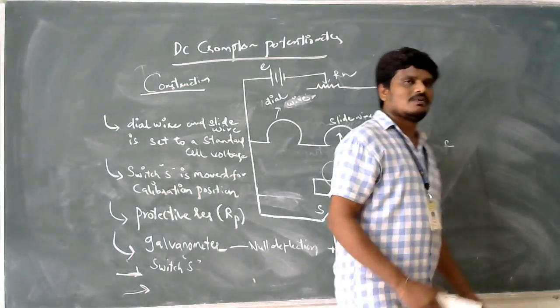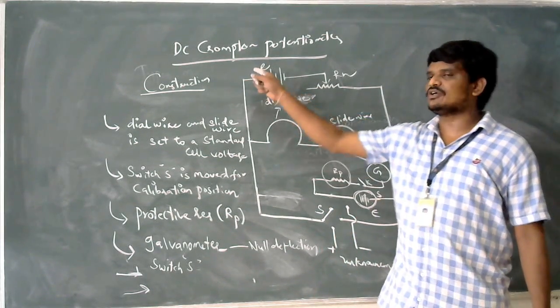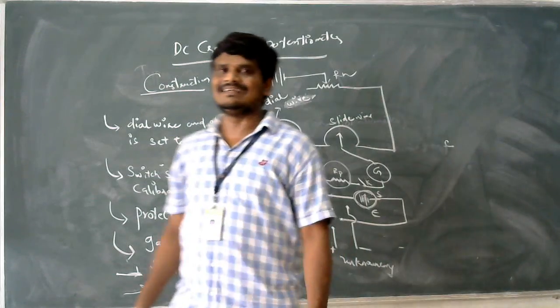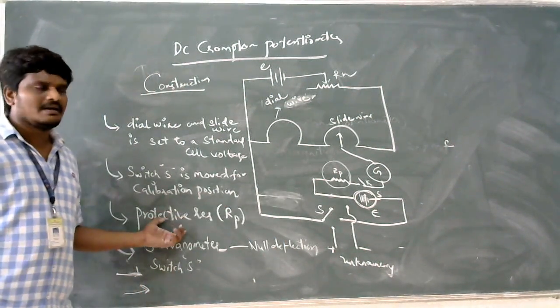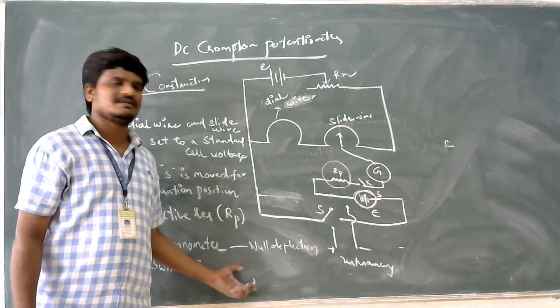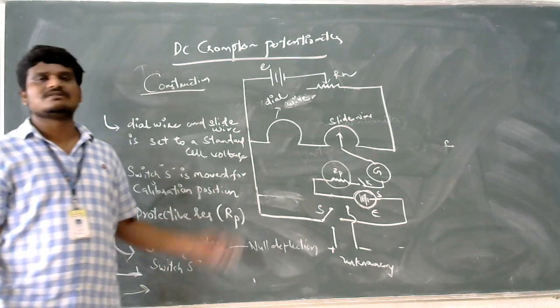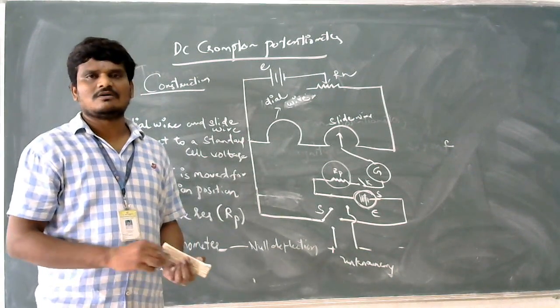This is regarding the potentiometer and standardization. In types of potentiometer, we have discussed the DC Crompton potentiometer, its construction, working, and the steps followed for the standardization and to calculate the unknown EMF in the case of a DC Crompton potentiometer.